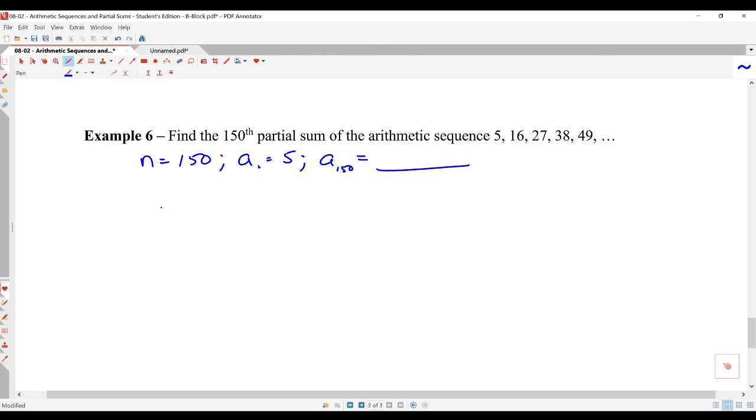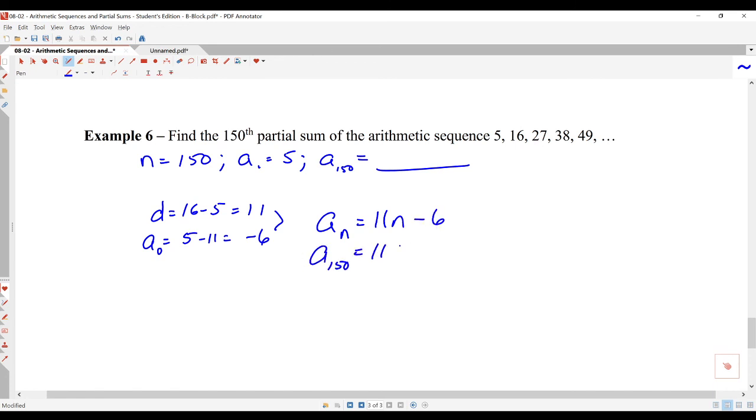So what I want to do is I'm going to do what we did earlier, which is find the common difference. It's arithmetic. So 16 minus 5 is 11. I'm going to then back 11 off to find the 0th term. A0 would be 5 take away 11, which is -6. Put those two things together. An is 11n minus 6. So now I can find the 150th term just by plugging it in. And I'll let you verify this. This does come out to be 1,644.